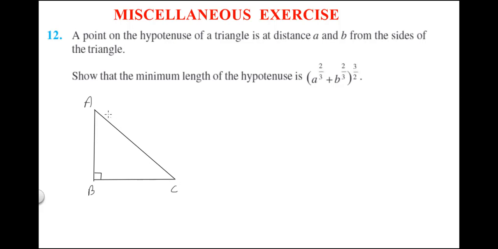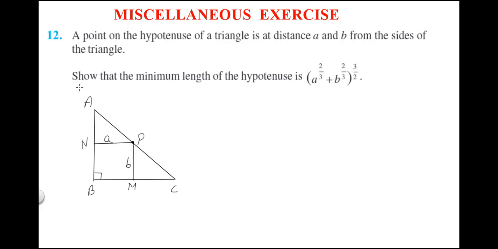So on this hypotenuse, I'm going to take any point, let it be point P, which is at a distance of a and b from the sides of the triangle. That means the distance of this point from either side is a. Let this be a and let this be b. You can also name these PN and PM. So you can call PN as b and PM as a, right? It doesn't matter. Accordingly, you will get your answer.